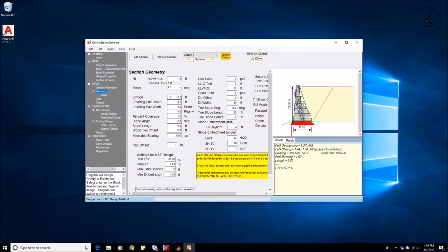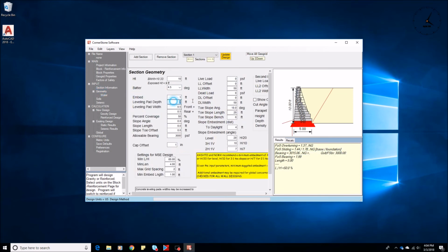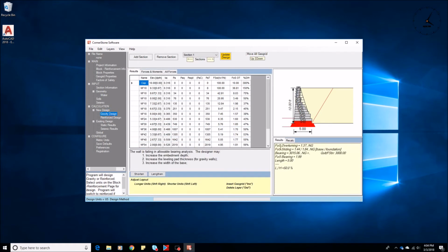Let me increase my leveling pad depth to a foot. Let me increase my embedment to a foot. We're still slightly over on bearing. So we will increase our embedment to 1.5 feet. We will get rid of the toe slope. Wow, our bearing is still too large.